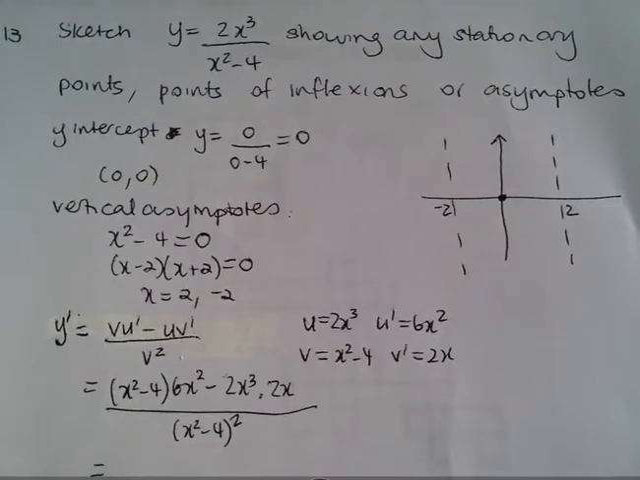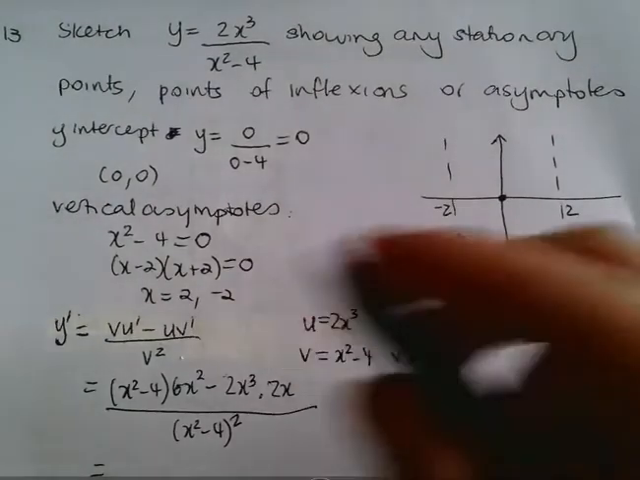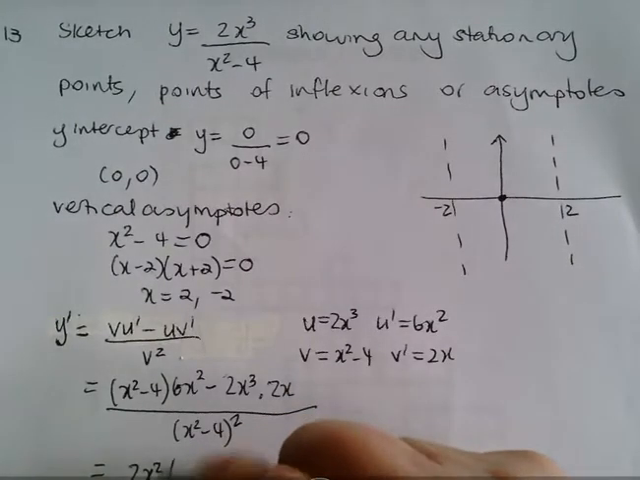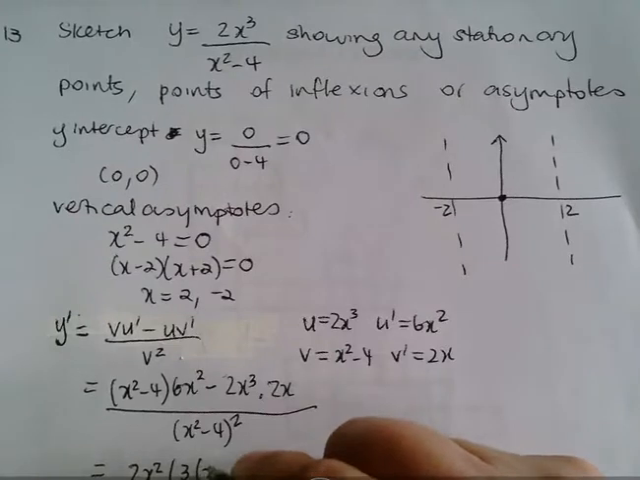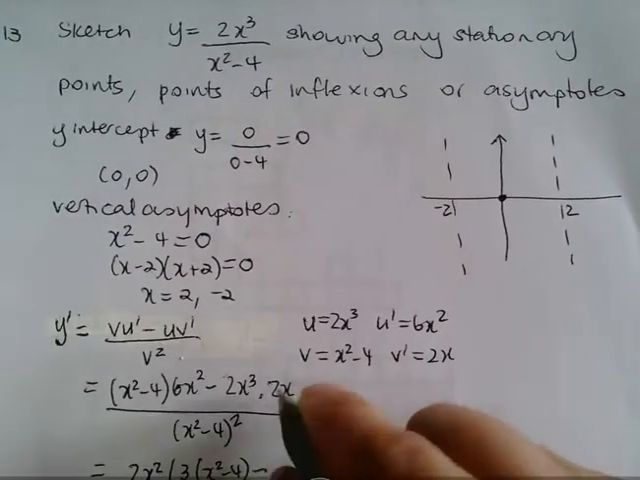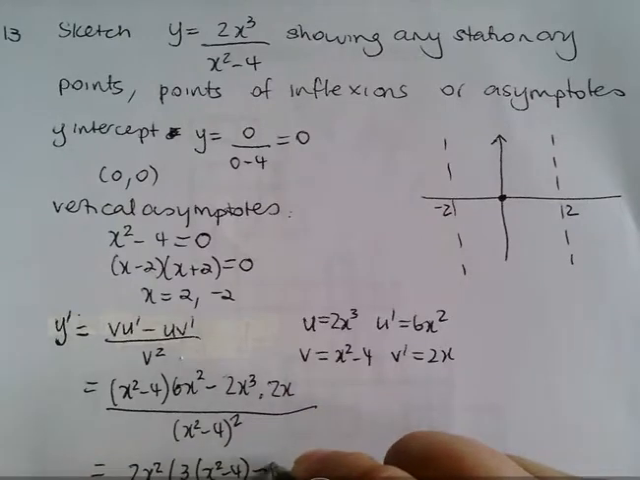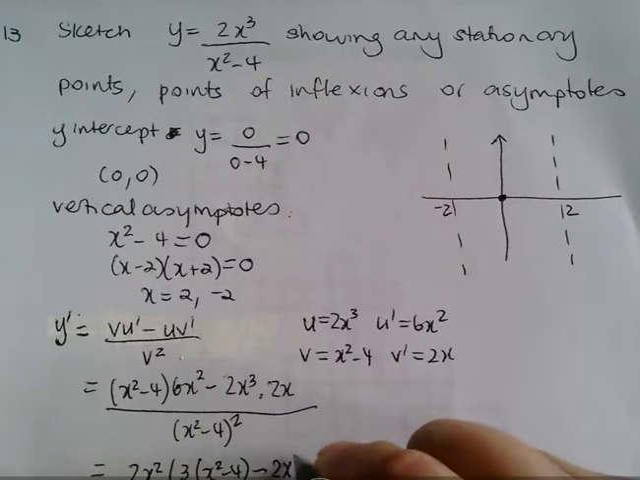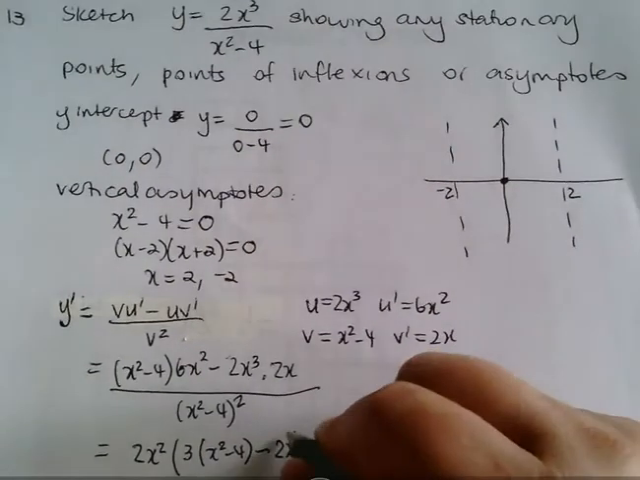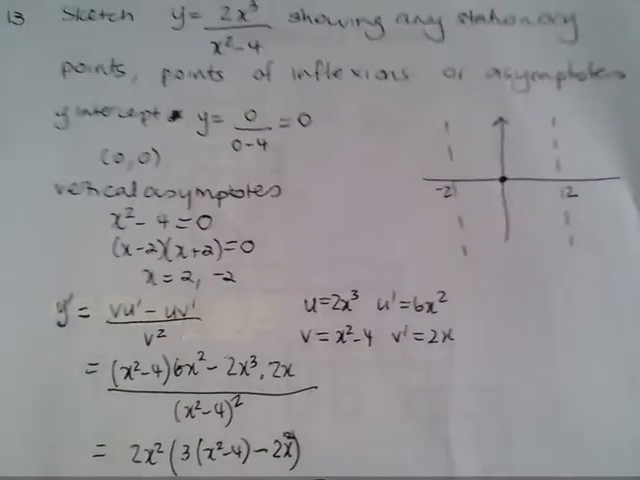So you're taking out a common factor or are you expanding? I think I'd like to take out a common factor because I can take out 2x squared. Then I get 3 bracket x squared minus 4 minus, what do we got? 2x. Is that right? No, 2x squared again. That's a squared.